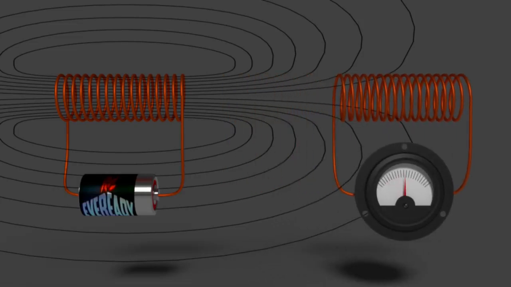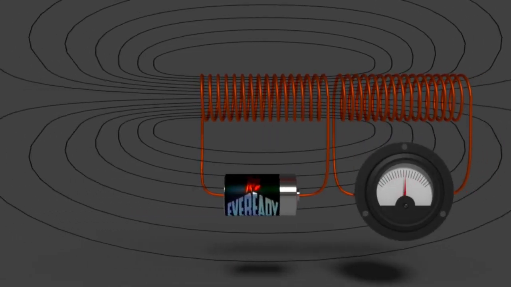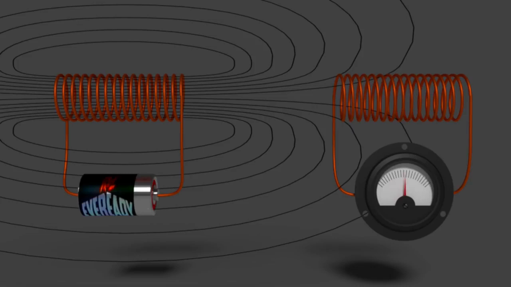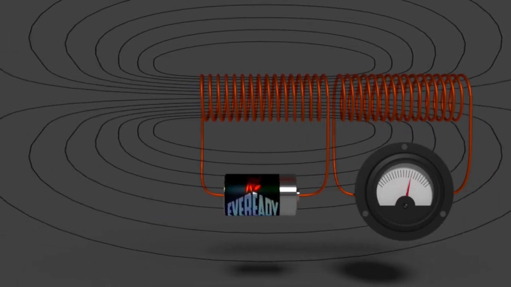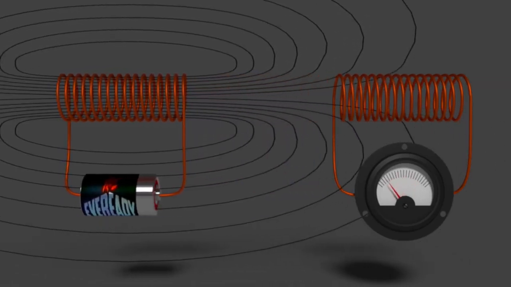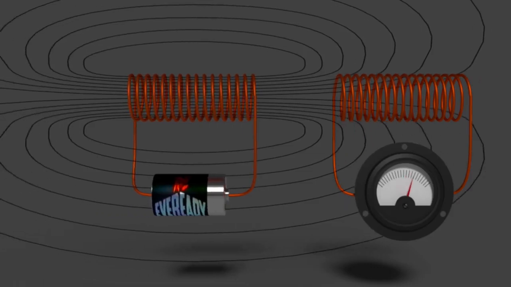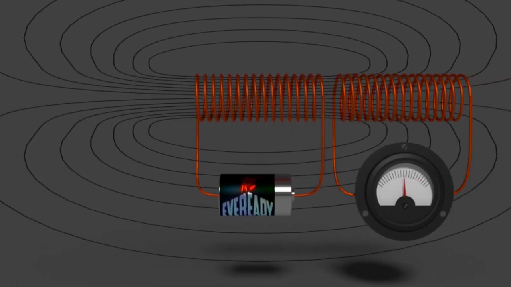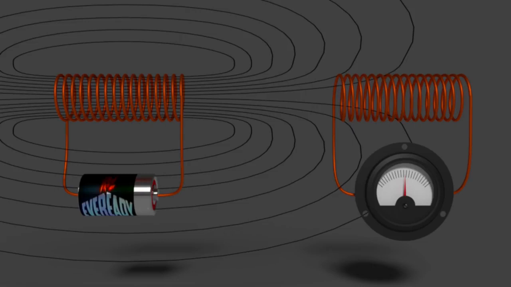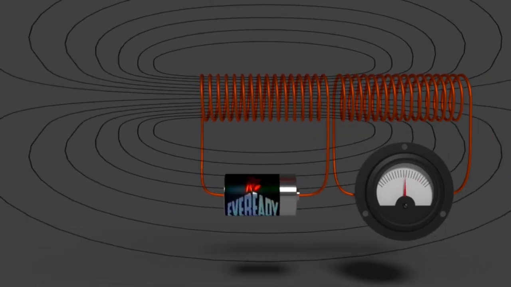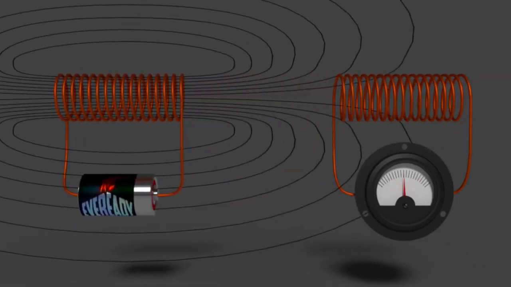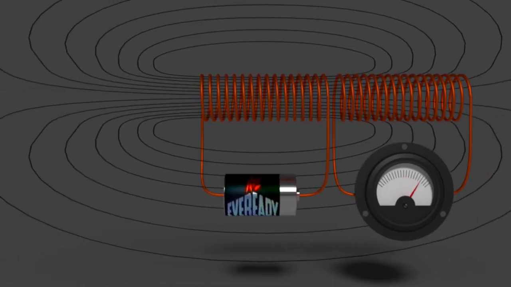Now, let us move the first coil, keeping the second coil stationary at its place. In that case also, we will observe that there is a voltage induced across the second coil. In this case also, the pointer of the galvanometer deflects.